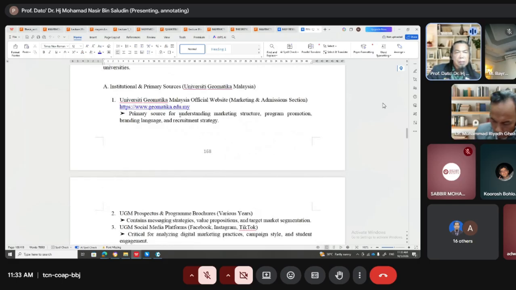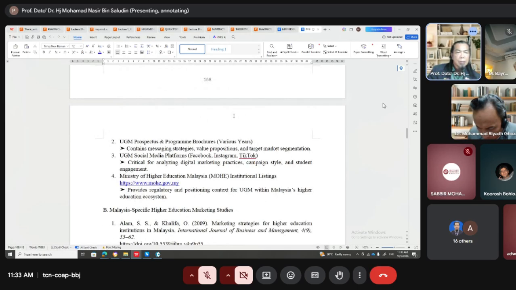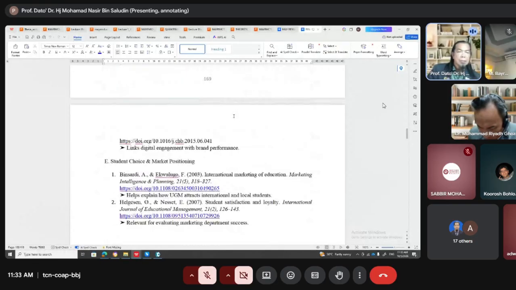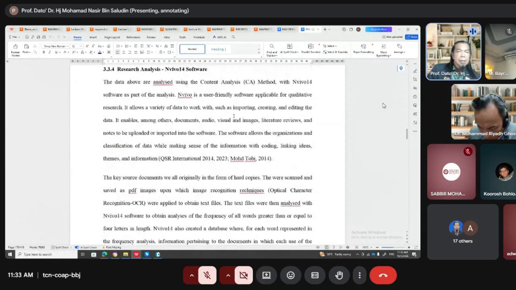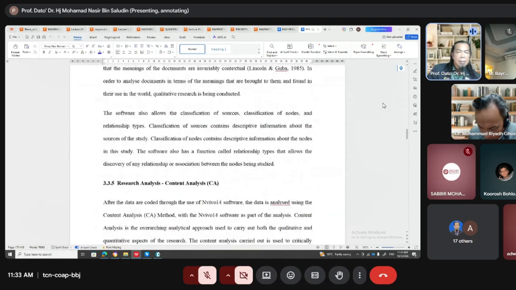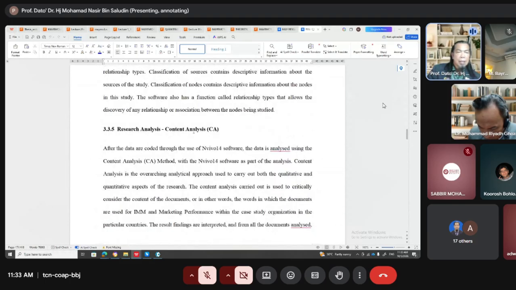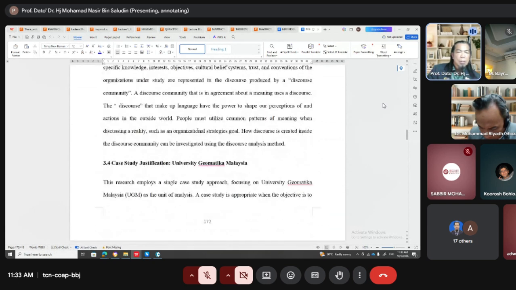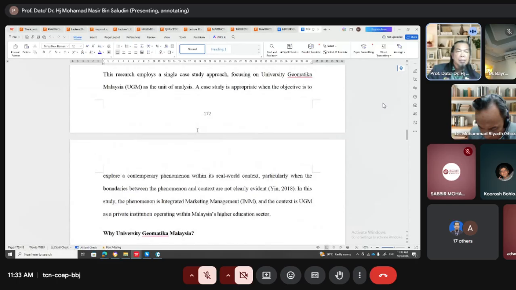We do the content analysis of these, to compare and get the data. You must put that there. You can use in vivo and also thematic analysis. Use the research analysis, content analysis. More on content analysis. Case study justification.